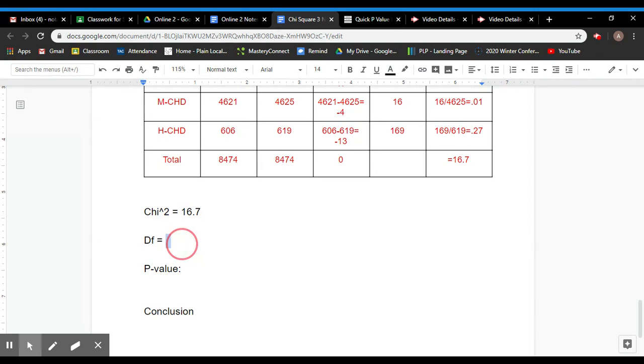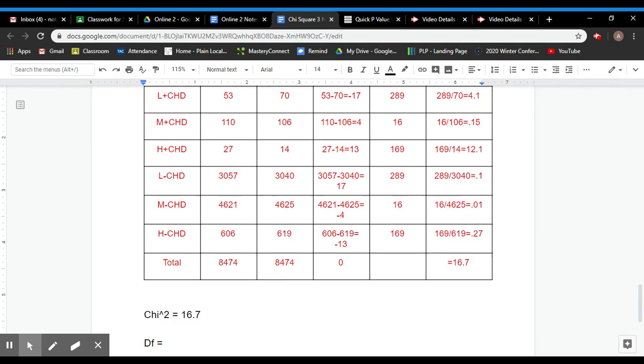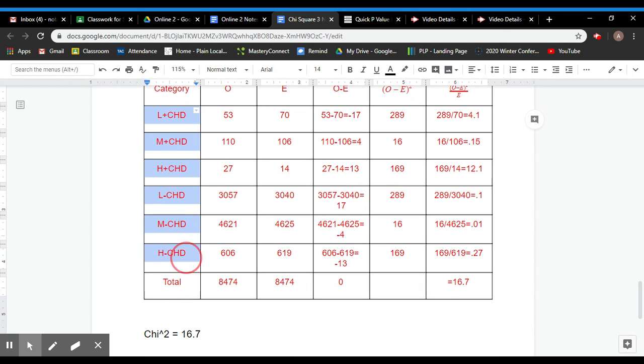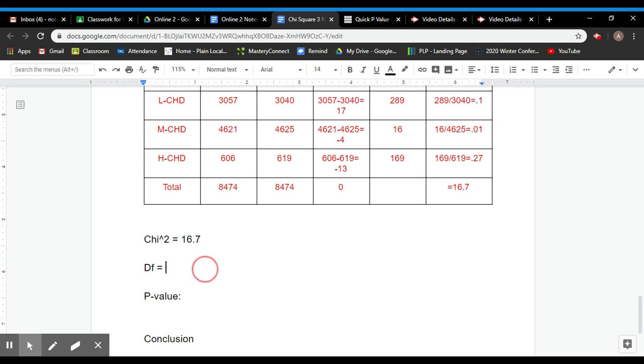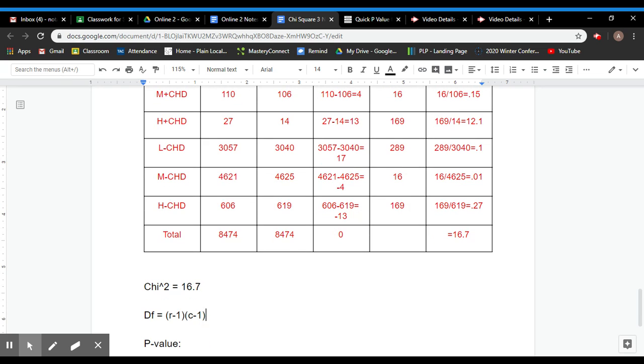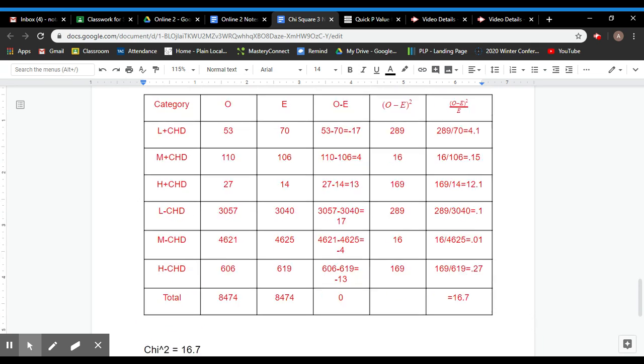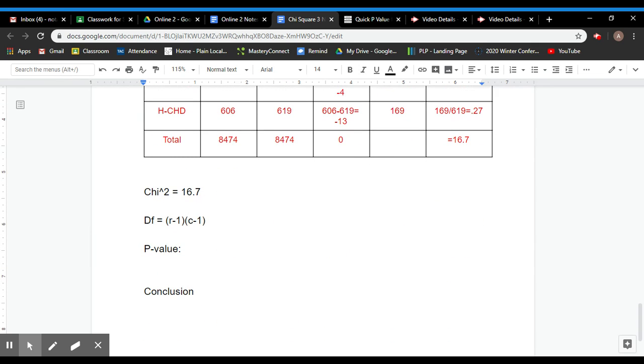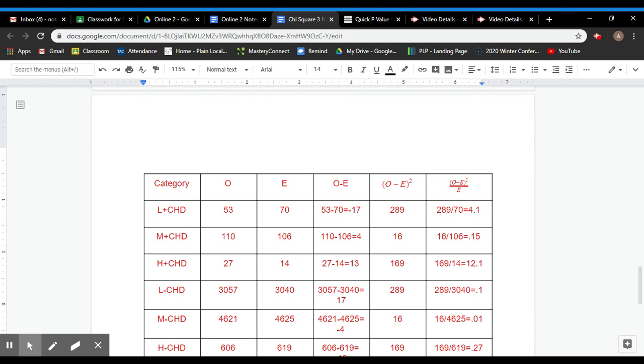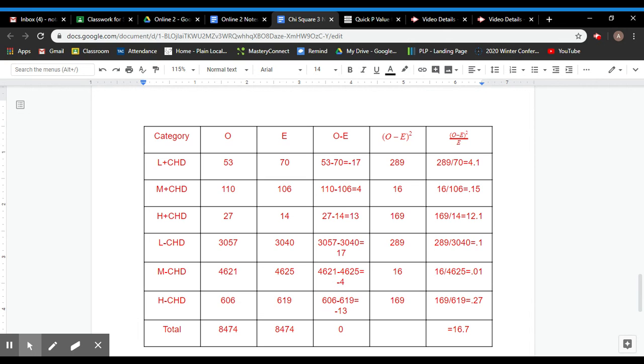All right, so degree of freedom. It used to be that you just take the number of categories you have and subtract by 1. Well, we have a new formula for that, unfortunately. A new formula for degree of freedom, and you only use this one for more complicated two-way tables, okay? So what does R minus 1, C minus 1 mean? That means rows minus 1, okay? And then columns minus 1.